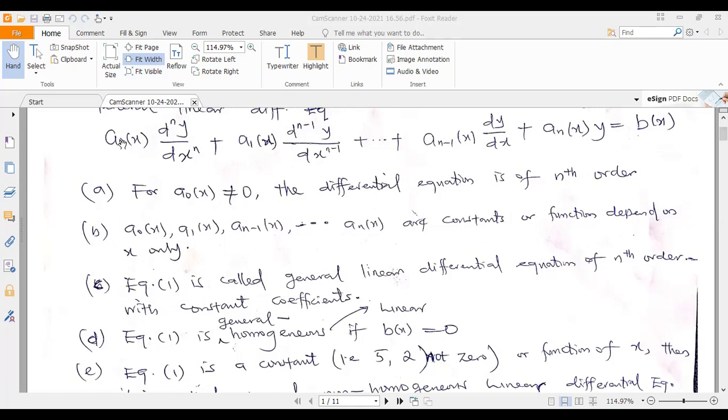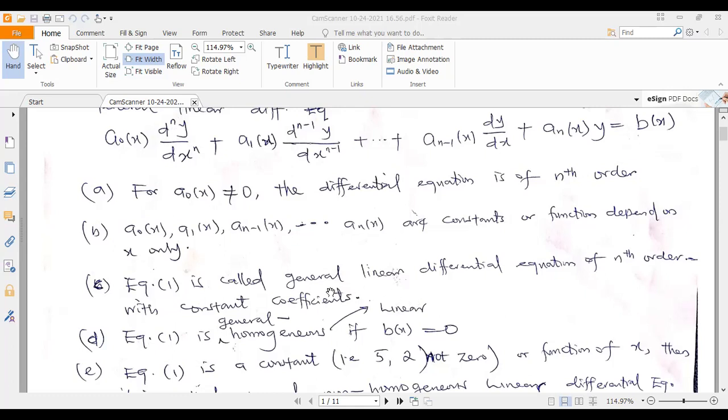So what we are trying to say now is that the coefficients of the derivatives are functions of x, or perhaps they are dependent on the variable x. And don't forget that in this case, the independent variable is x. Then number C, equation 1 is now called the general linear. Why do we call it general? We call it general because it has nth order. n can be an integer. It can be 1, it can be 5, it can be anything. So we are going to call it nth order.